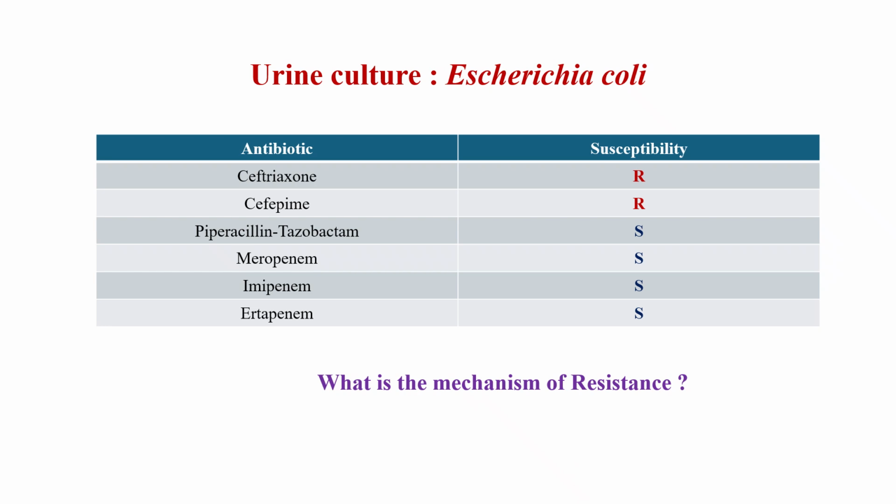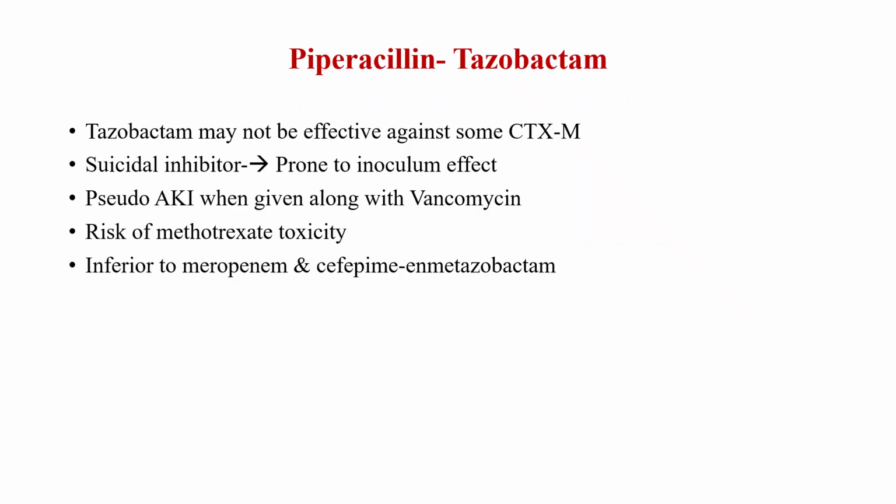It's a recap. So it's an E. coli which is resistant to ceftriaxone, resistant to cefepime. So resistant to both third and fourth generation cephalosporins, but susceptible to piperacillin-tazobactam. So it is an ESBL E. coli. You can choose either carbapenems or you can choose piperacillin-tazobactam. So we used to give piperacillin-tazobactam for these patients till the time this trial came.